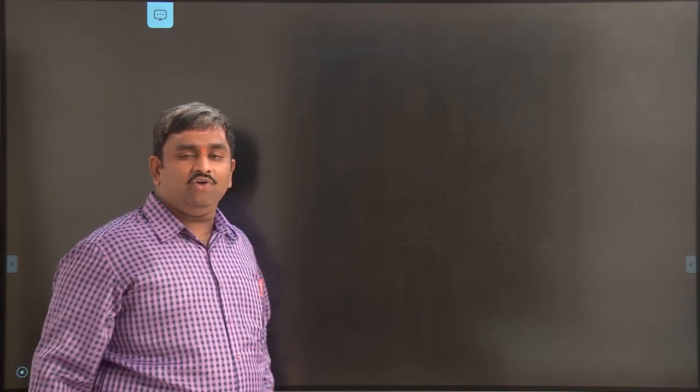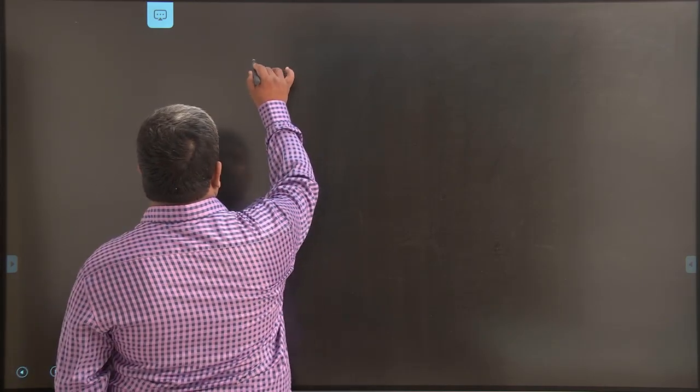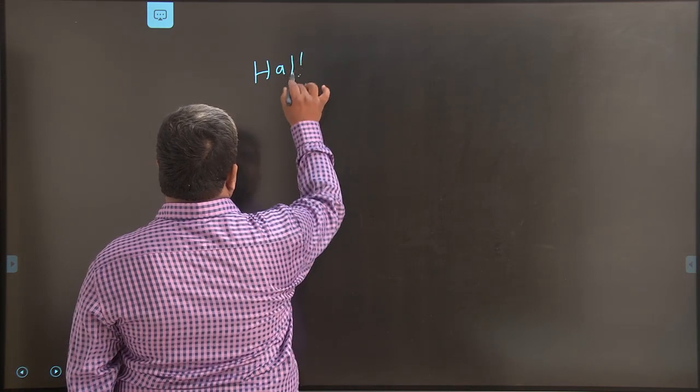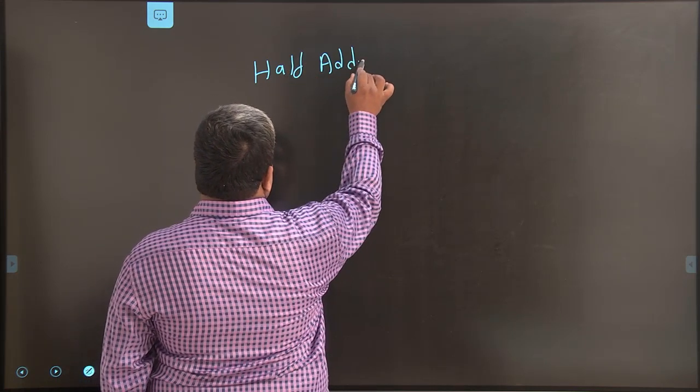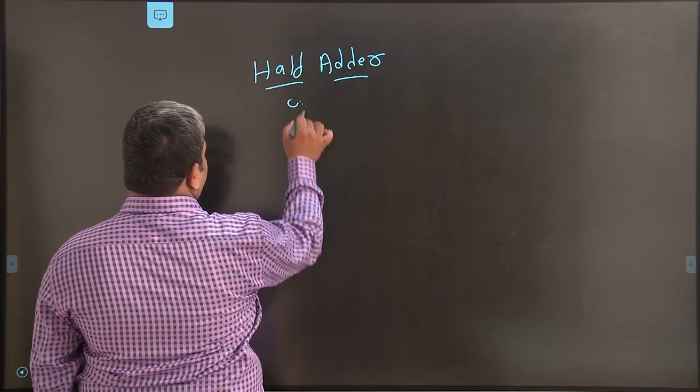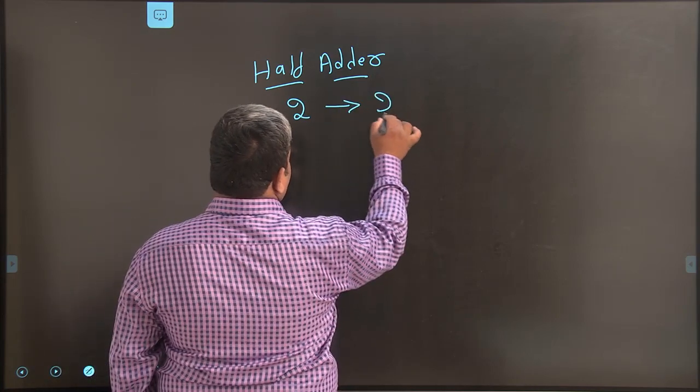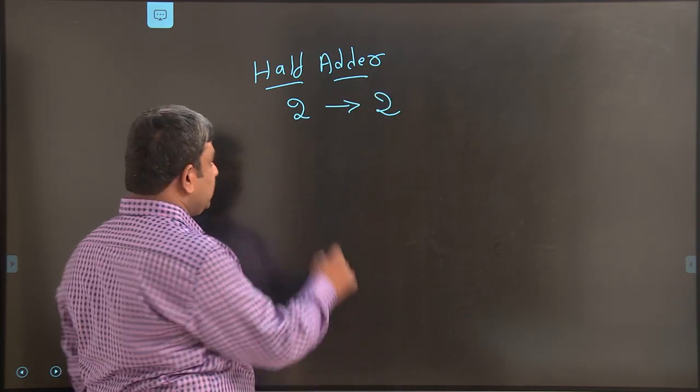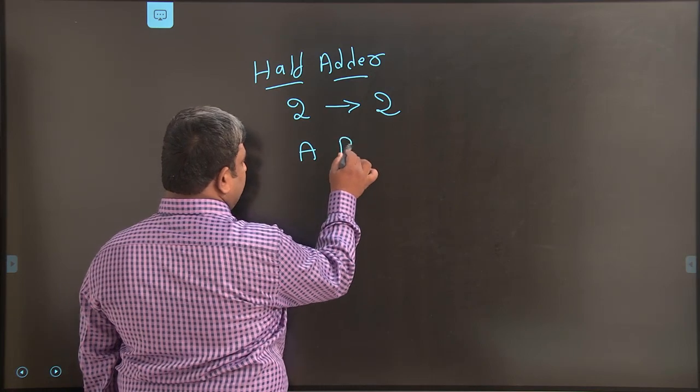I said that a half adder will take 2 inputs and 2 outputs. Right? 2 inputs, 2 outputs. For example, A and B.